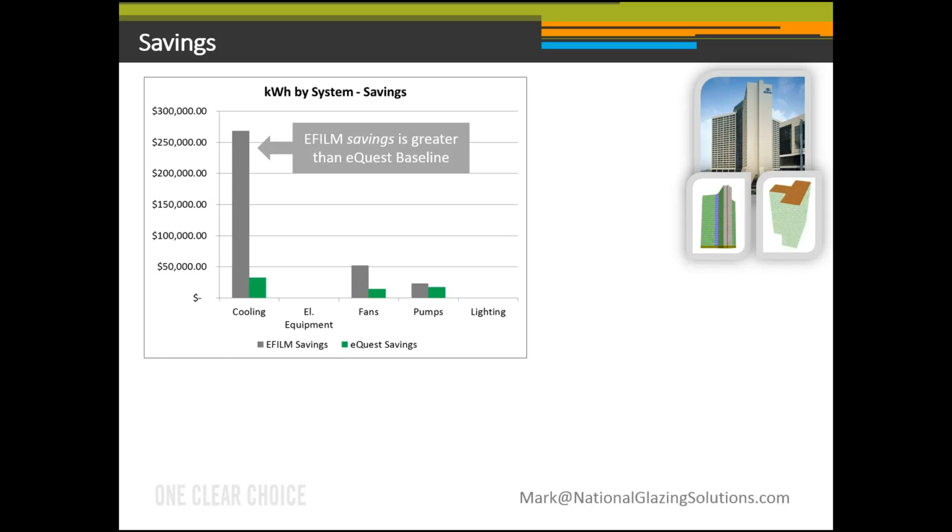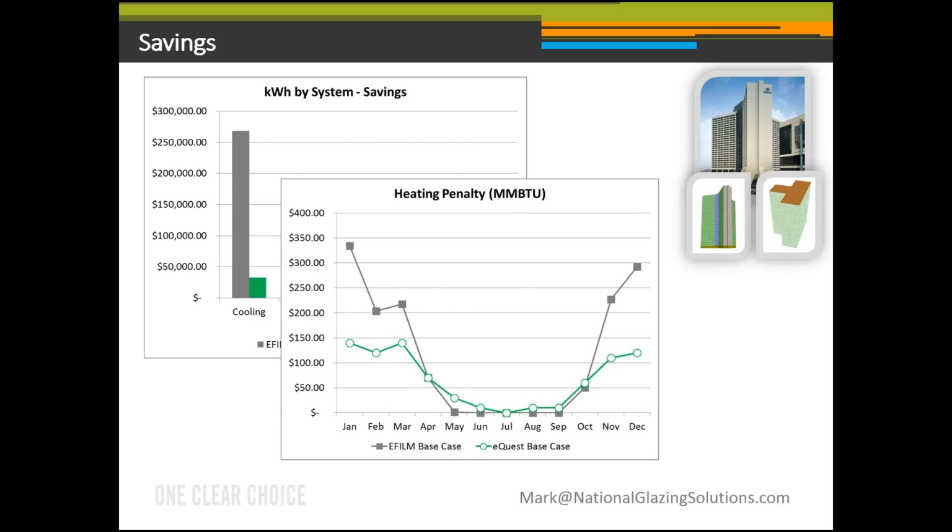A question we often get at this point is whether the application of solar control window film will reduce the free heat that the building benefits from in the winter. This next graph shows that indeed both simulation engines predicted a heating penalty. And although the heating penalty for eFilm is more than twice that heating penalty for eQuest, they're still both really small when compared to the electric savings.